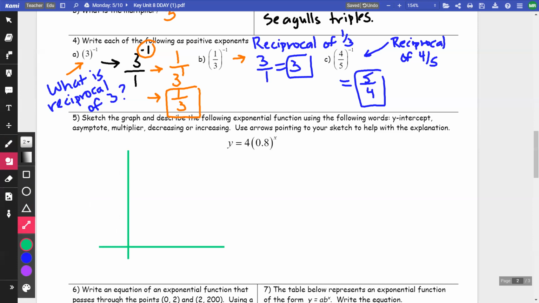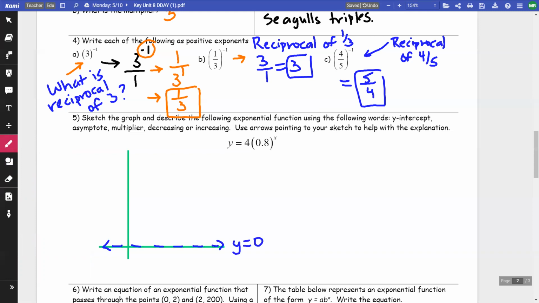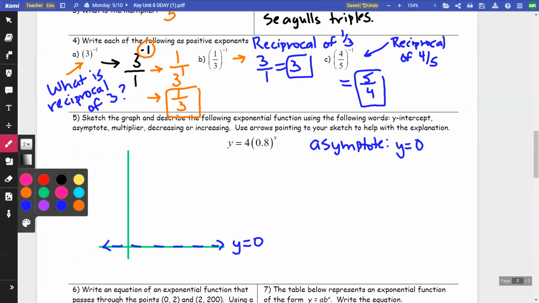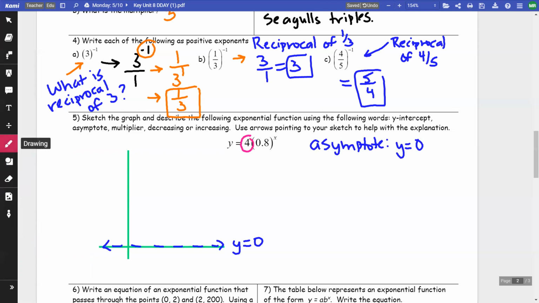And I am going to draw in my asymptote. So my asymptote is going to be on the x-axis at y equals 0. So let me draw here my asymptote, which is y equals 0. This number right here, this 4, that is going to be our y-intercept. So our y-intercept is our a, which is 4. So we're going to start at a height of 4.